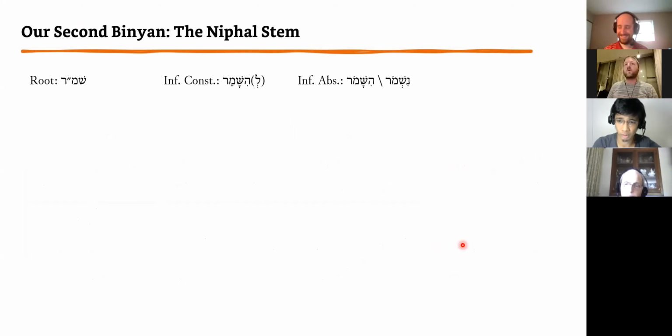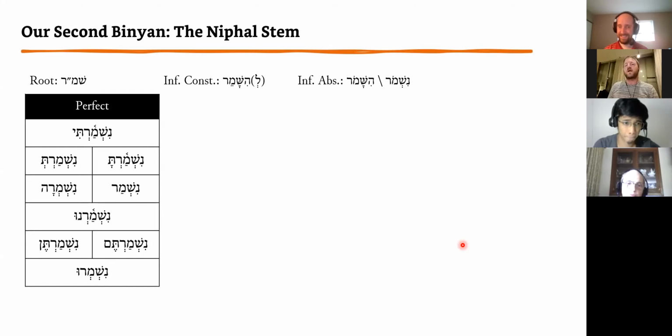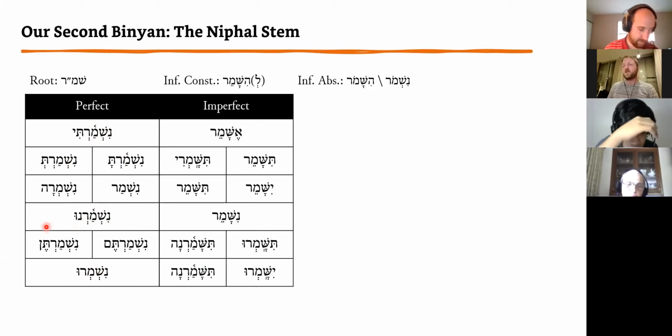Okay, here we go. We've got the same root in the nifal. This is what we covered last week, where the nifal means it was, like you would say, it's passive. It was guarded, or it was kept. It was reserved. Nishmarti means I was guarded. Nishmarta, you were guarded. And so nishmarnu, we were guarded. Nishmeru, they were guarded, and so on. This is what we covered last week.